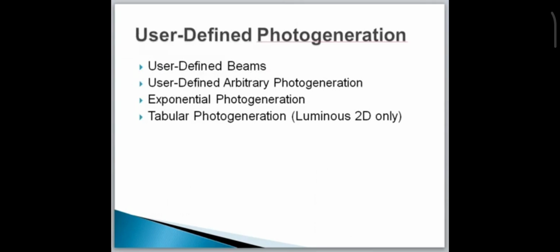Next, to simulate the solar cell in Silvaco, you must know how to define the photo generation method. The first one is user defined beams. Second one, user defined arbitrary photo generation. Third one, exponential photo generation. And the last one, tabular photo generation.